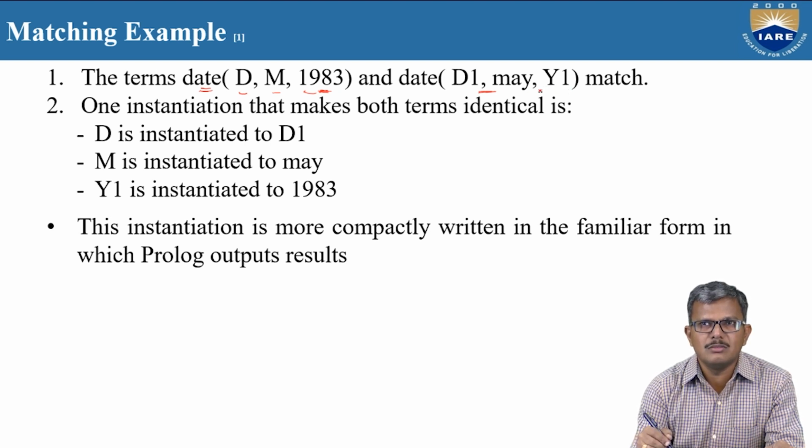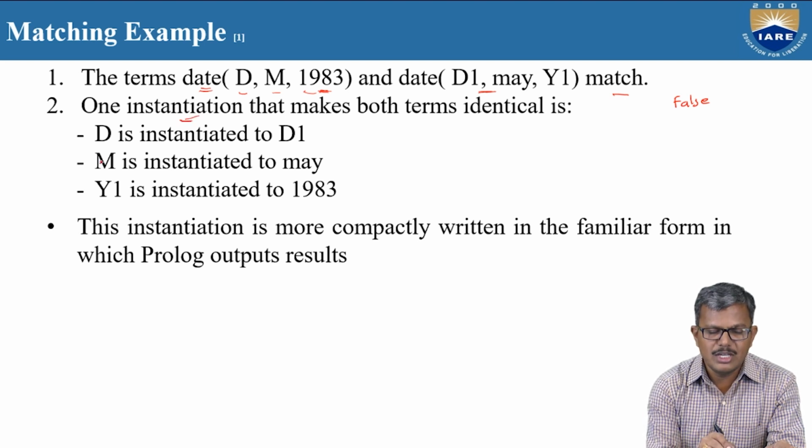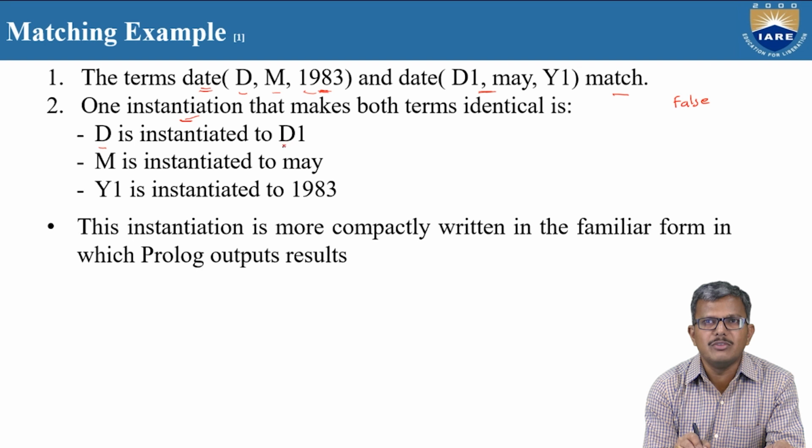As I said just now, if you do the individual comparison of these two things, the answer will always be false. So when can we expect the result as a match, meaning true? When you perform the instantiation. So we are saying that when D is instantiated to D1, M is instantiated to May, and Y1 is instantiated to 1983, then only the result we are going to get is a match, that is, match successful. And whenever you start asking questions to this Prolog database, the answer you are going to get is true.